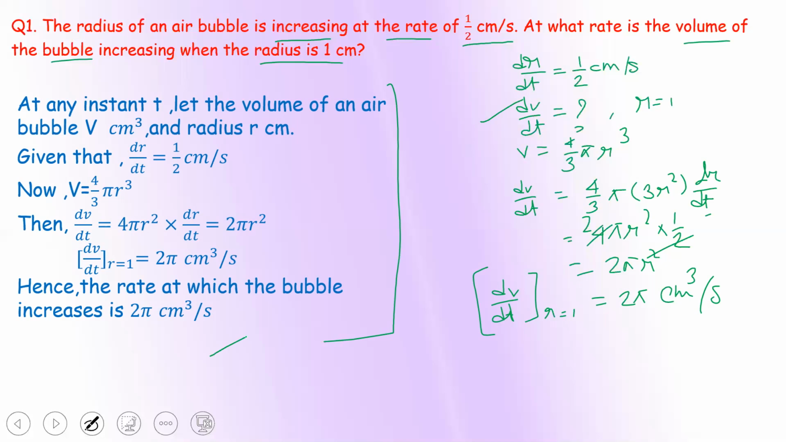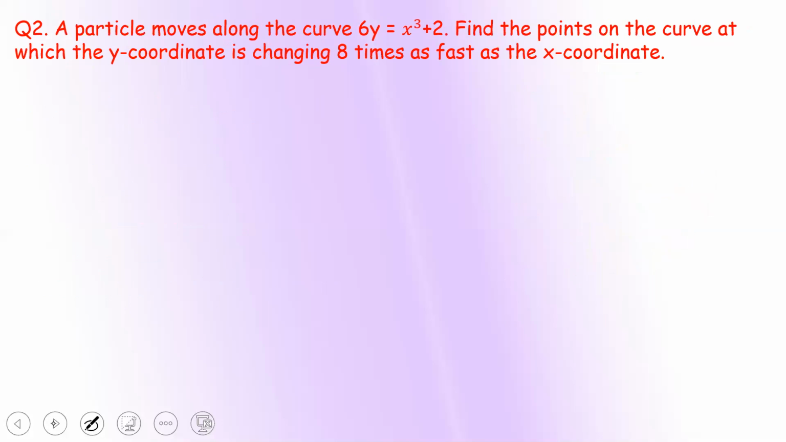So moving to the next problem. A particle moves along the curve 6y is equal to x cube plus 2. So this is the equation of the curve, 6y is equal to x cube plus 2. And it is given that y coordinate is changing 8 times as fast as the x coordinate.